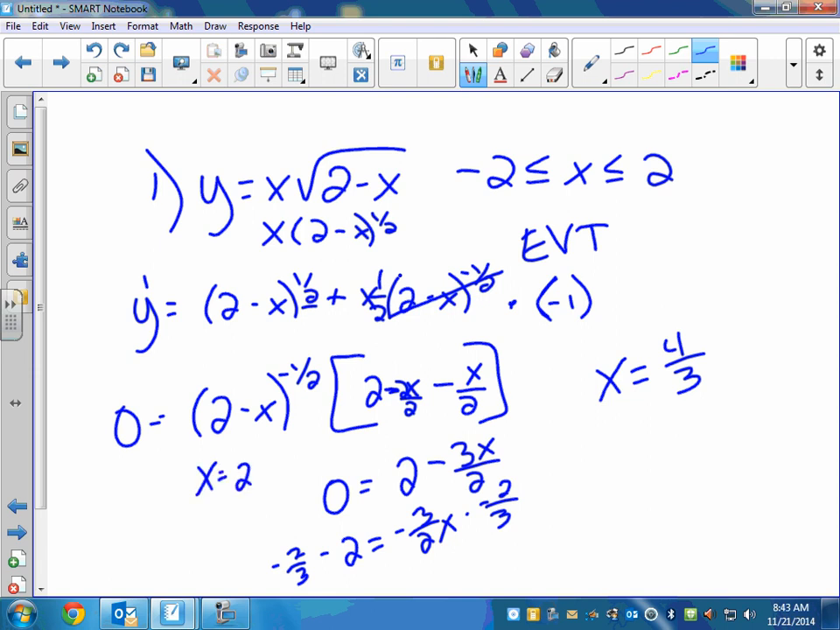But I'm already checking x equals 2 because my domain was closed and that's my endpoint. And so, it's kind of the same number twice, so it's up to you on if you actually do it, if you realize.